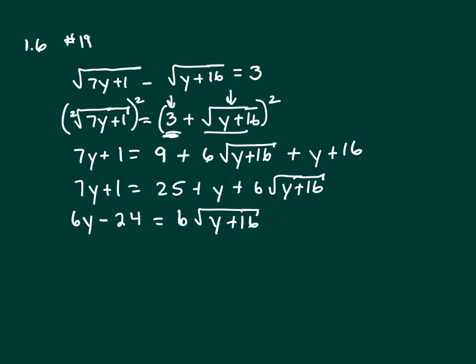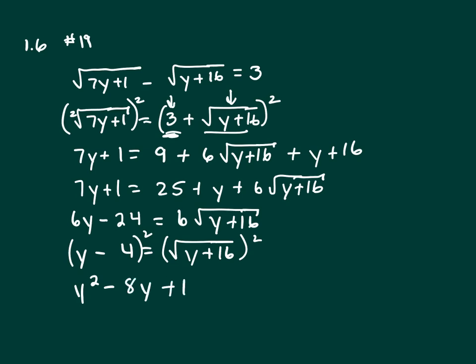And I see that every term is divisible by 6, so let's divide all terms by 6. And that leaves me with that equation. And now what you want to do is square both sides. And that's going to give you y squared minus, use that same thing, y times 4 is 4y, and then multiply that by 2. That gives me 8y plus 16 equals y plus 16.